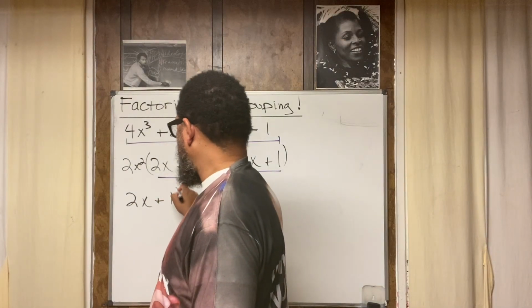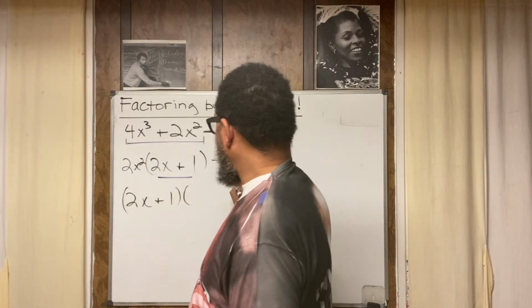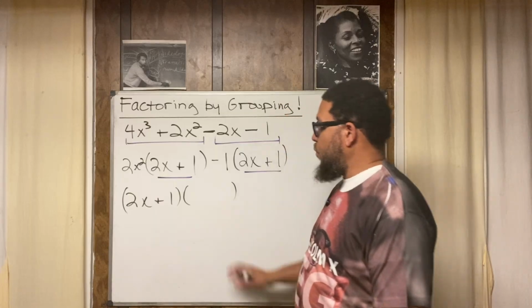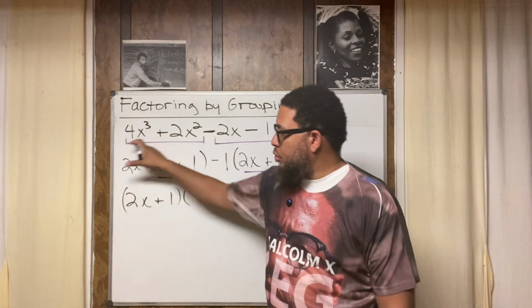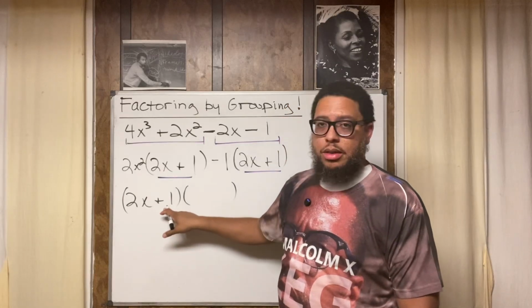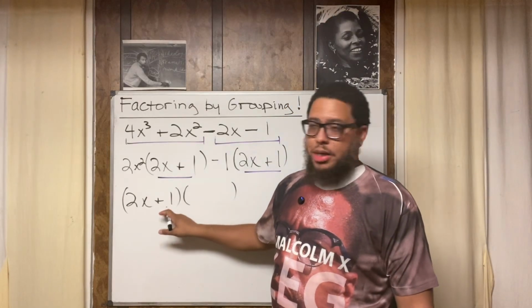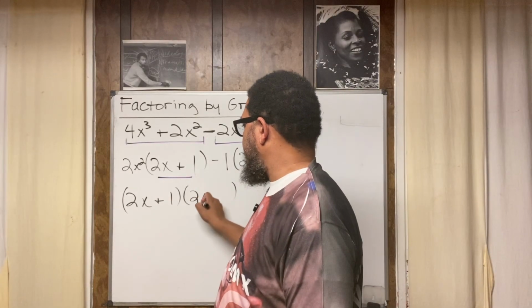You write 2x plus 1 in parentheses, and then put another set of parentheses next to it. And what goes inside the parentheses? The quotient, when you divide this whole term by 2x plus 1. What's the quotient going to be? It's going to be 2x squared.